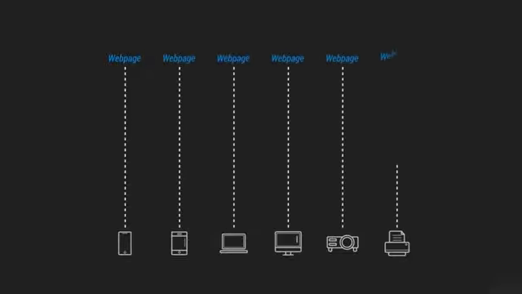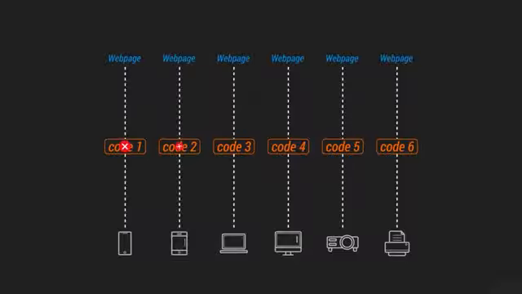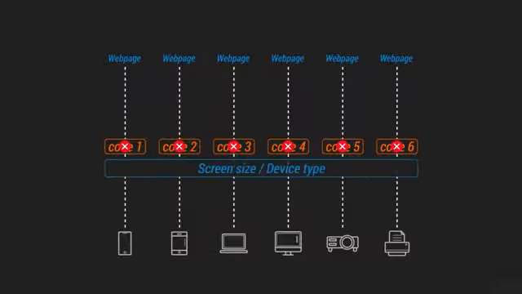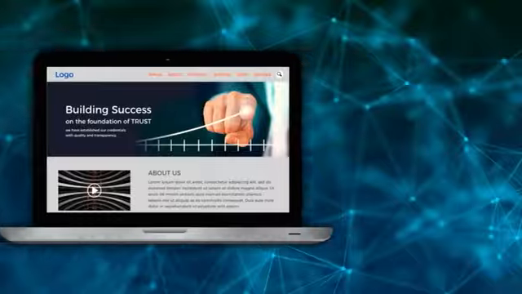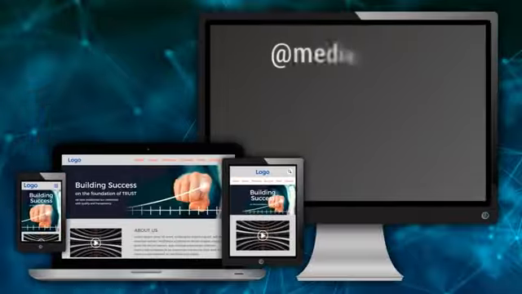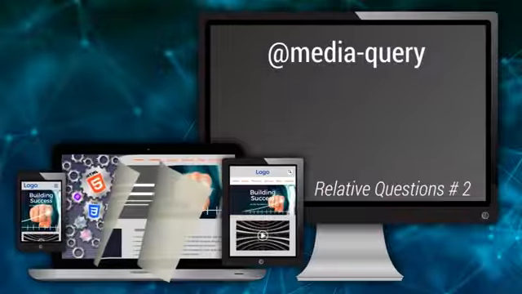So for viewing the web page across different devices, there won't be a need of writing new code lines which is suitable for a particular screen. You can just define the screen size or device type you wish to target inside the media query. This is what creating a responsive design means, and media query makes it possible.